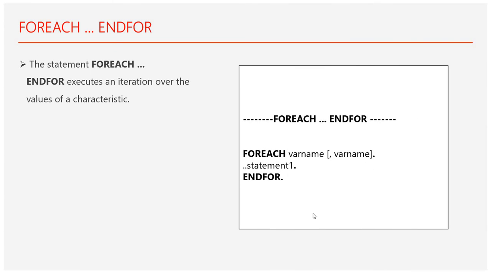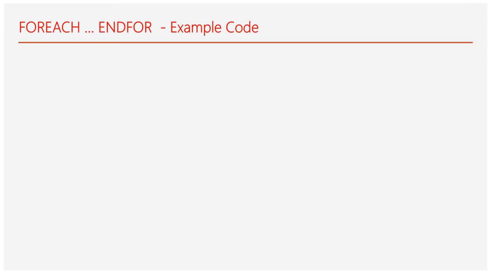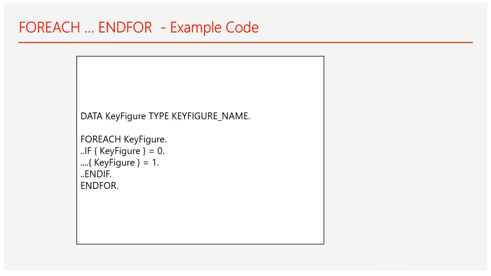In this case, for FOREACH, you can write multiple variable names like variable 1, variable 2. You can just write a comma and write the multiple key figures or characteristics that you want. Then you can write some statement, the logic you want to write here, and then you can end it with ENDFOR. That's the way you can write it. Let me move on with the example in this case so that you can easily understand.